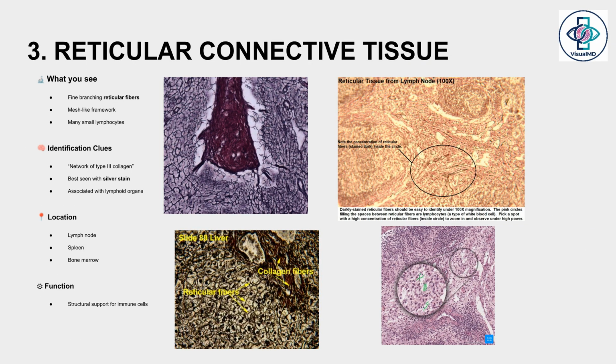Reticular connective tissue forms a mesh-like framework of fine reticular fibers, which provide structural support for immune cells in organs like the lymph nodes and spleen.